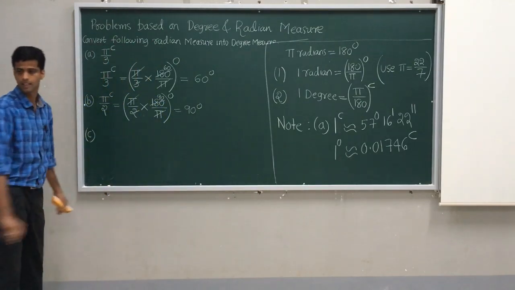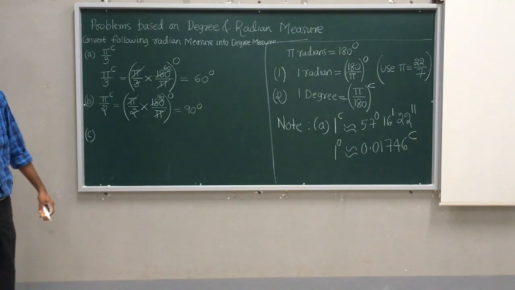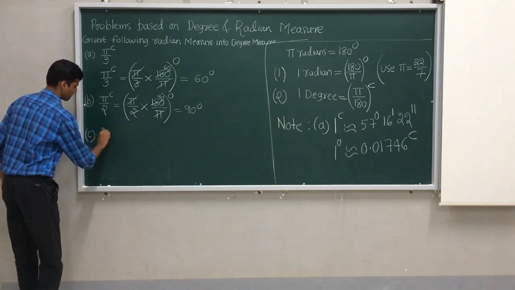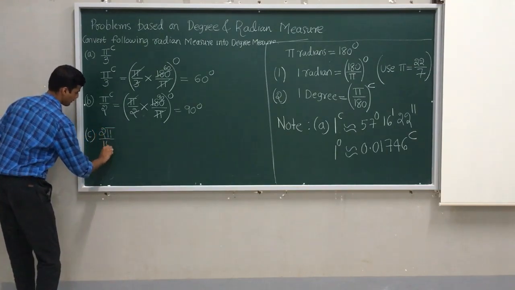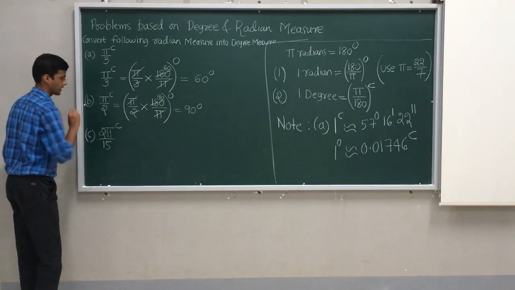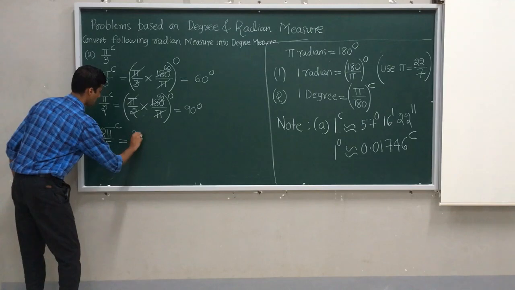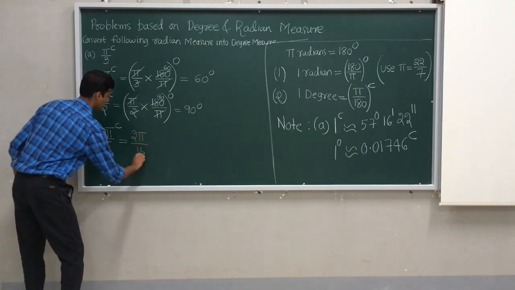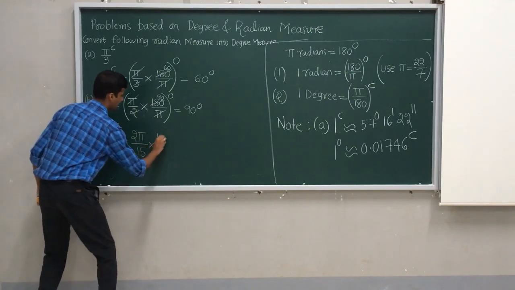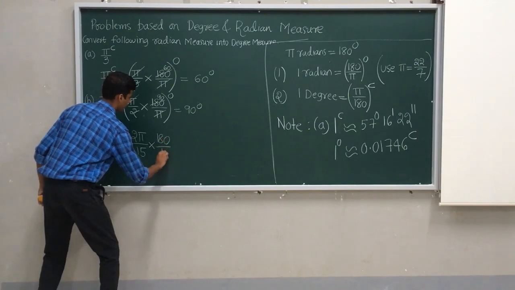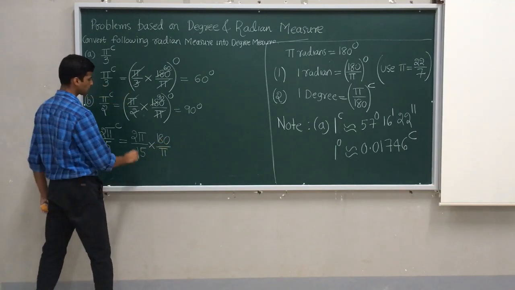Third question. 2 pi by 15 radian. They expect you to convert it into degrees. So what will I do? This 2 pi by 15 into 180 by pi.